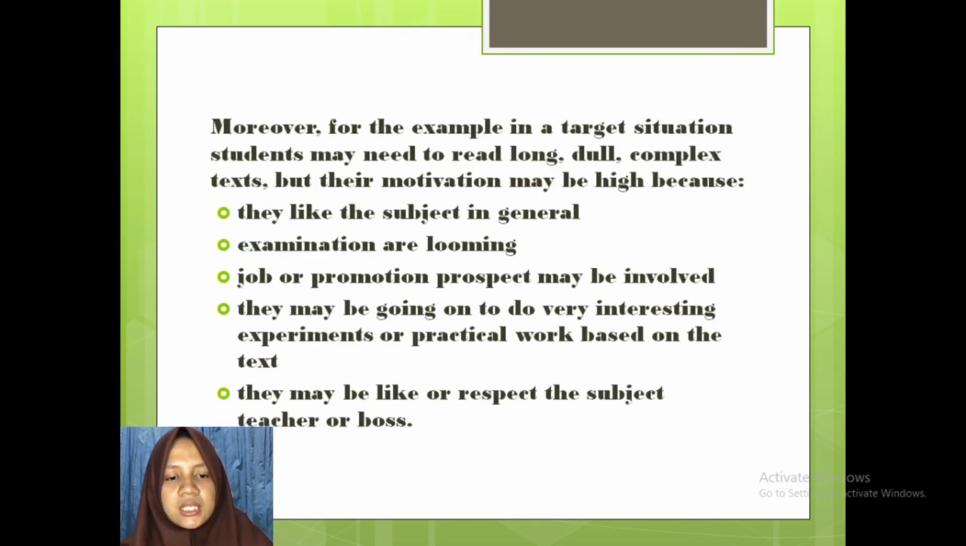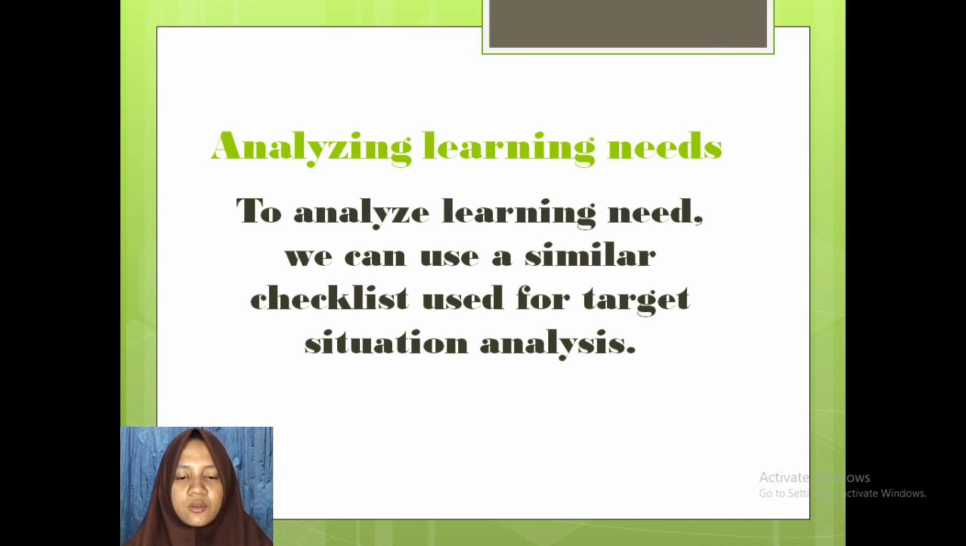For example, in the target situation, students might need to read a long, dull, complex text, but their motivation might be high because they like the subject in general, examinations are looming, or job or promotion prospects might be involved. They might be going on to do very interesting experiments or practical work based on the text. They might like or respect the subject teachers or boss. Analyzing learner needs: to analyze learning needs, we can use a similar checklist to that used for target situation analysis.